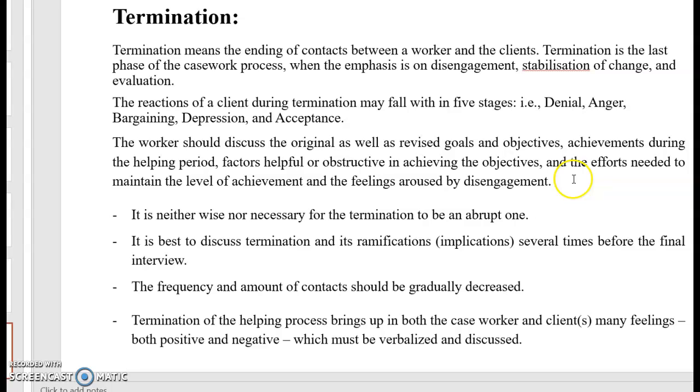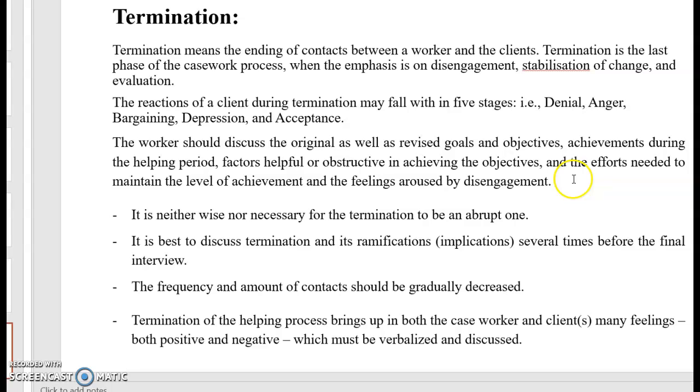So termination means the ending of contacts between a worker and the client. Termination is the last phase of the casework process, when the emphasis is on disengagement, stabilization of change, and evaluation. The reactions of a client during termination may fall within 5 stages: denial, anger, bargaining, depression, and acceptance.